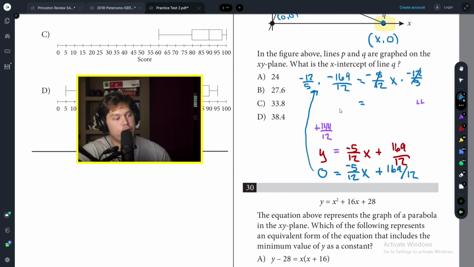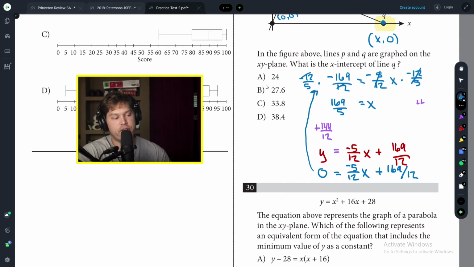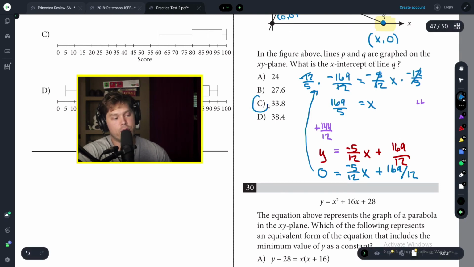And now if we multiply our left-hand side, notice that our negatives will cancel out, and both of these 12s will cancel out. So we're left with 169 fifths equals x. And then notice, hey, what's our answer? Our answer must be choice C.